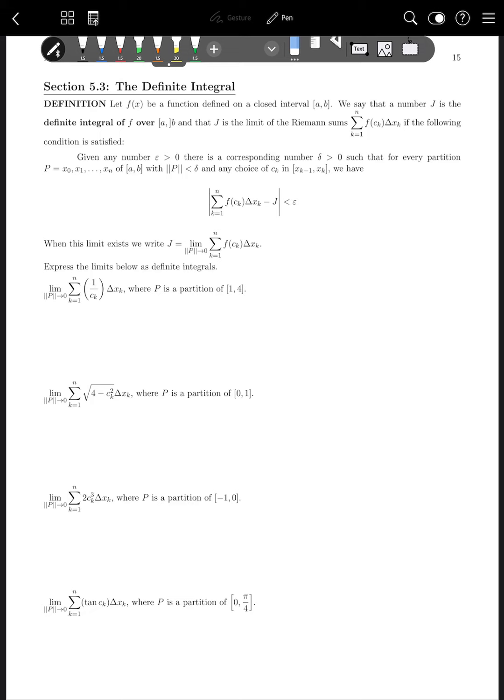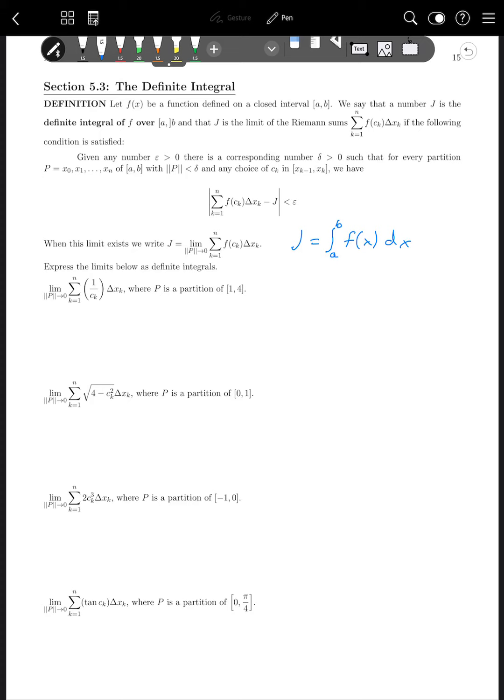And then when this limit does exist, we say that J equals the limit as the partitions get smaller and smaller of the sum from k equals 1 to n of f of c sub k delta x sub k. And we have some notation for J that we're going to use. We can write J equals the integral from the beginning of our interval a to b of our function f of x dx. So that's going to be our definite integral notation.